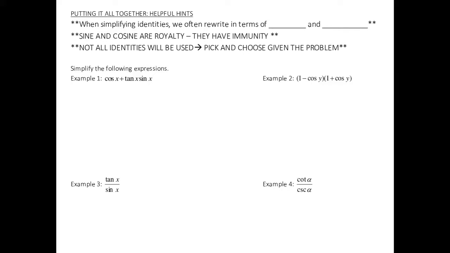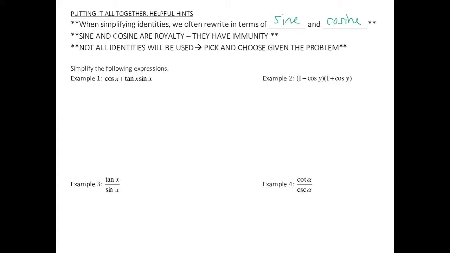So on page 2 of our notes here, you're going to see some helpful tips as we add some pieces to these problems and start to build a little bit. This first statement says, when simplifying identities, we often rewrite in terms of sine and cosine. One of the biggest things is to get things to common terms so that you can look for things to cancel or you can put pieces together.